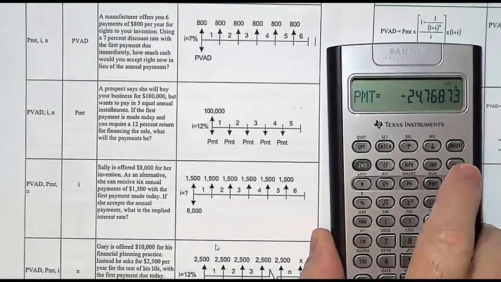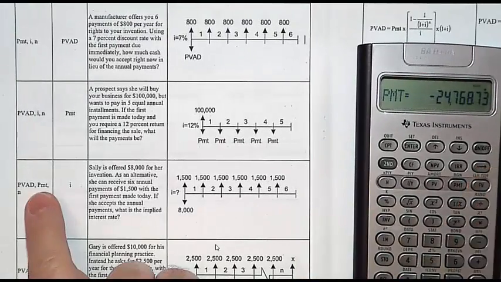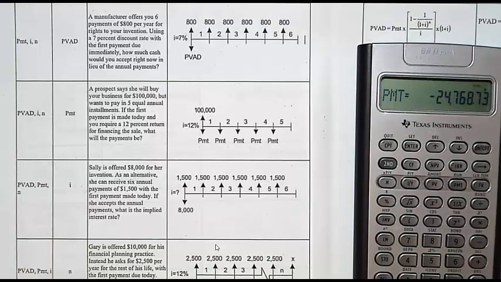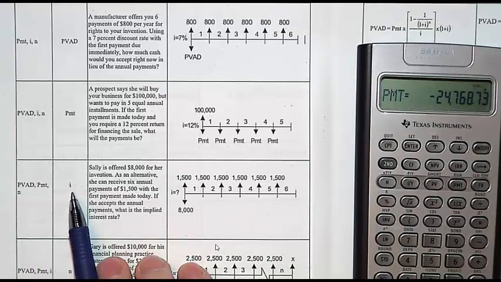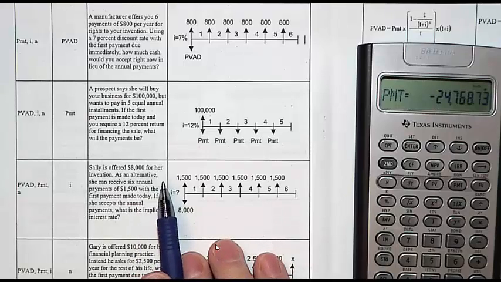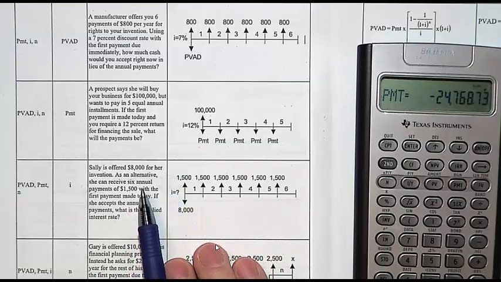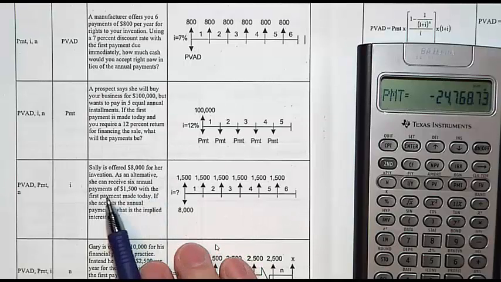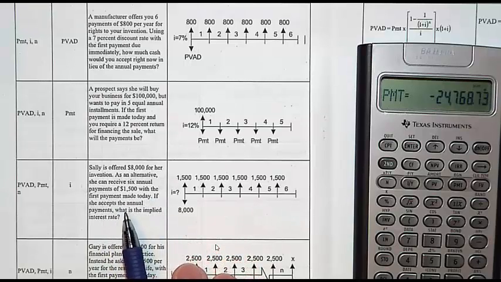Look at the third version. We know the present value, we know the payment, we know the number of time periods, but we don't know the rate. Sally is offered $8,000 for her invention. As an alternative, she can receive 6 annual payments of $1,500 with the first payment made today. If she accepts the annual payments, what is the implied interest rate?